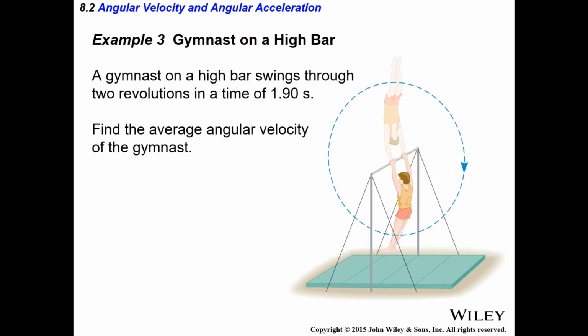We can check an example. A gymnast on a high bar swings through 2 revolutions in a time of 1.9 seconds. Find the average angular velocity of the gymnast. So we want omega, which is delta theta over delta t. Now here, rather than giving us the actual angle, they told us the gymnast swings 2 revolutions. 2 revolutions means we have 2 full circles.